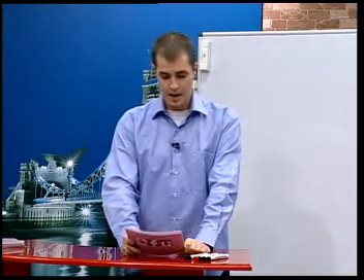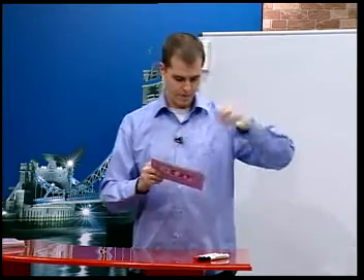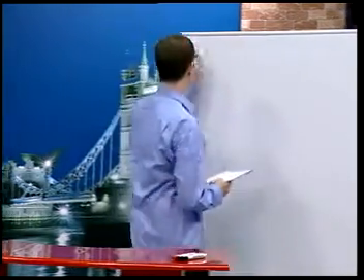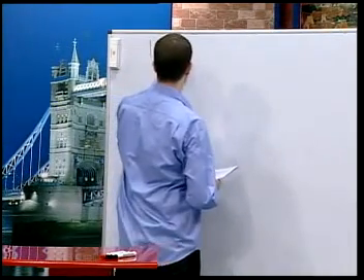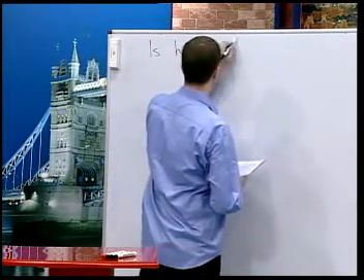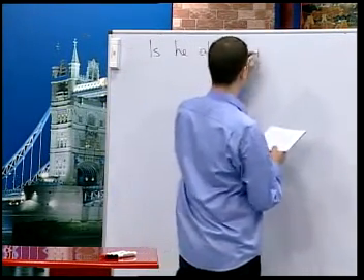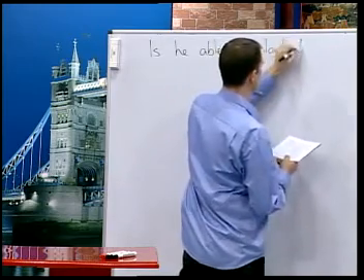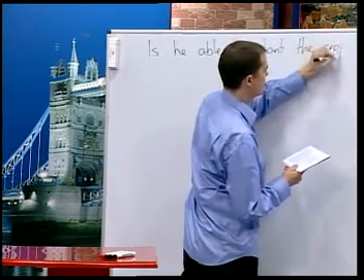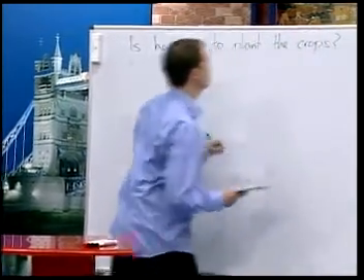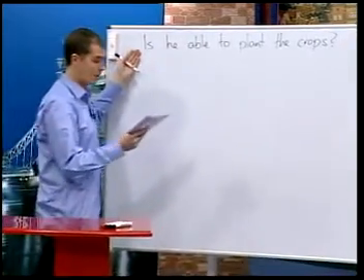To be able to means to have the ability to do something. It's the same as can for ability. The negative is not be able to. And you may ask a question with be able to like this. Is he able to plant the crops? Is he able to plant the crops?